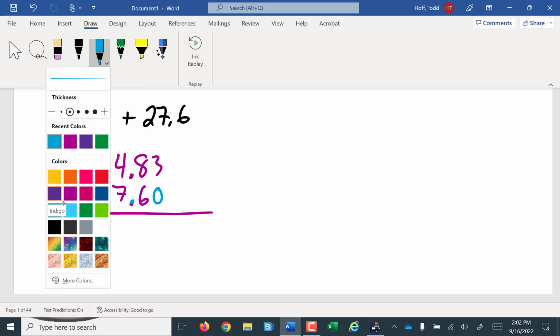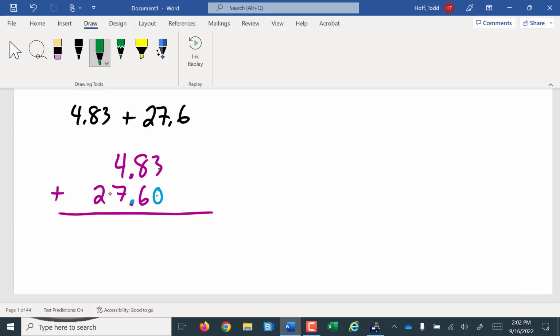So when I go to add here, I have 3 plus 0 is 3. 8 plus 6, 14. So I'm going to keep the 4 and carry the 1. Now before I can do the 1, 4, and 7, what should I do? Bring the decimal down. Remember, when we add or subtract, we keep the same name. Bringing the decimal straight down was just keeping the same name. 1, 4, and 7, 12. So we keep the 2 and carry the 1. And of course, 1 and 2 is 3. 32.43.